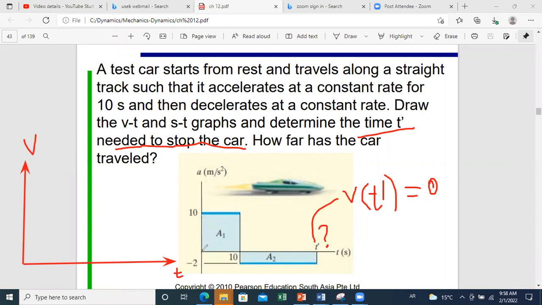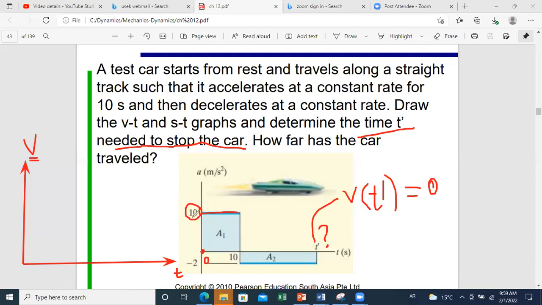In the first phase, between 0 and 10, my acceleration is constant positive. So what can I deduce about my velocity then? Increasing. Very good. First, it's increasing because A is positive. Second, because A is constant, how will V be? Linear with time. And the slope of V is equal to the value of acceleration. So the slope of this linear variation is equal to 10.